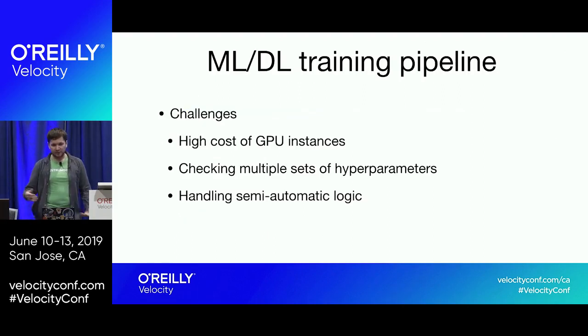Next is the machine learning and deep learning training pipeline. The challenges here are pretty obvious. GPU instances are expensive, and when you have your model defined, you want to check 100 sets of hyperparameters, and they're independent, so you want to check them in parallel. And sometimes you want semi-automatic logic. Let's say you want to train the model, see the results, give some feedback to the model, and then retrain it again.